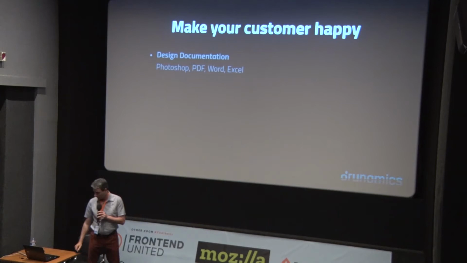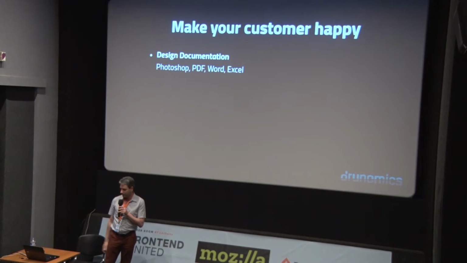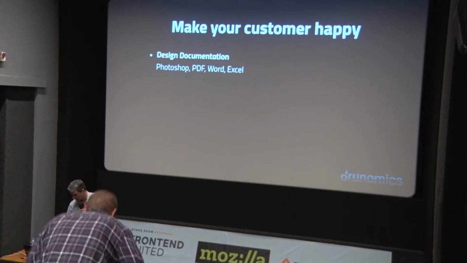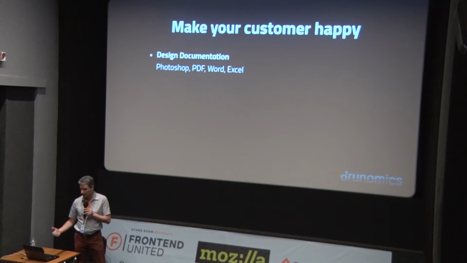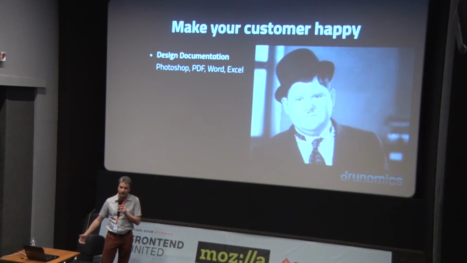So what makes the customer happy? First we have the design documentation from the designer, just a Photoshop file, maybe a PDF. I've also had Word files or Excel sheets with some basic designs or basic descriptions, which doesn't make me really happy because it's very static. It's a documentation, it's a good start, but it doesn't make me very happy, and possibly the customer won't be happy as well.